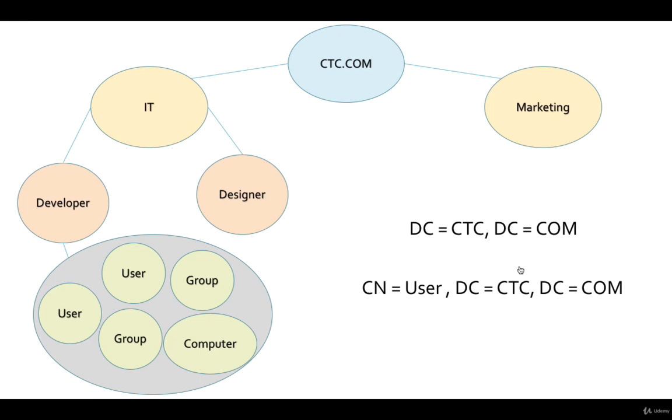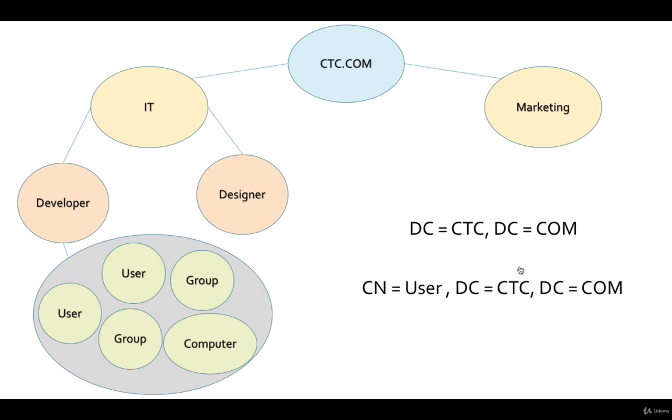The attributes like common name and domain component are abbreviated from RFC 2253. So distinguished name and relative distinguished name rules are defined in the Lightweight Directory Access Protocol, in short LDAP, protocol standard.